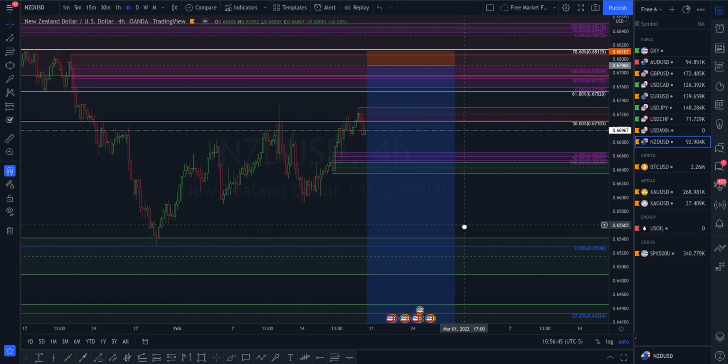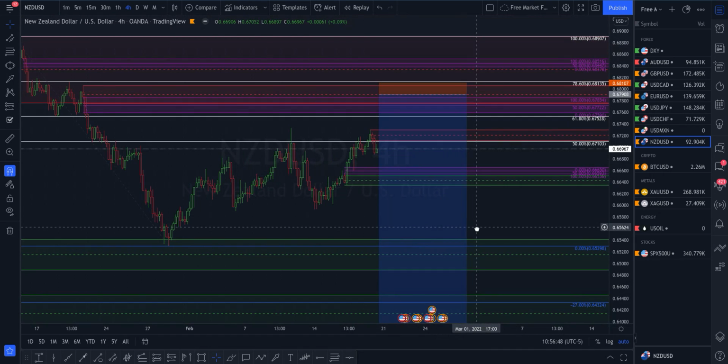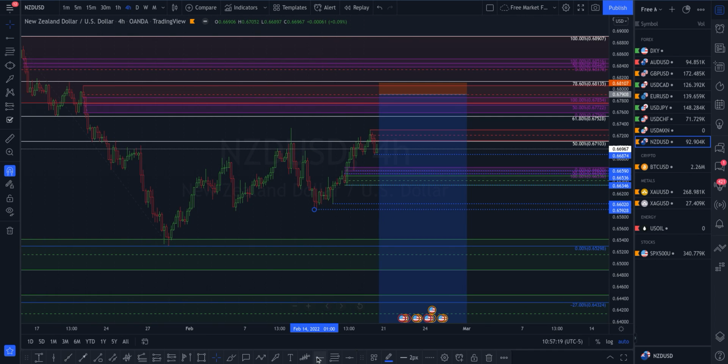Let's see. Still need structure to be filled out, but let's say if it shoots up, we're going to take partials there, take partials on that gap fill, partials here, partials, get a lot of areas to secure here, partial, of course at the 0.